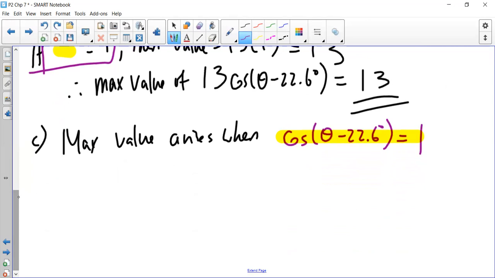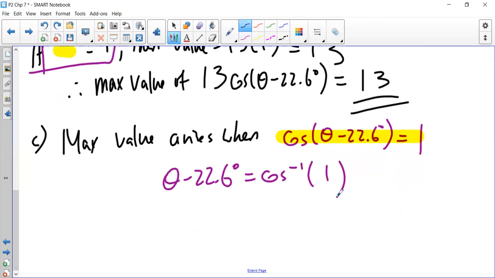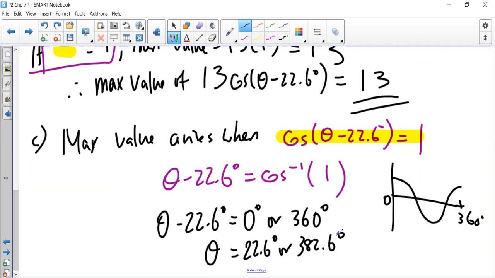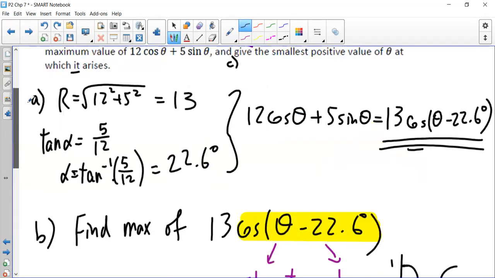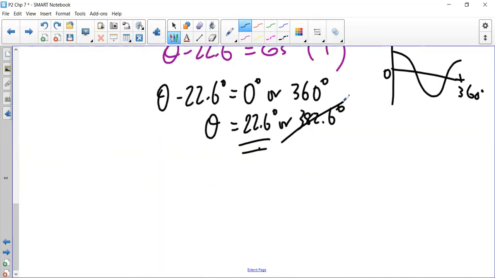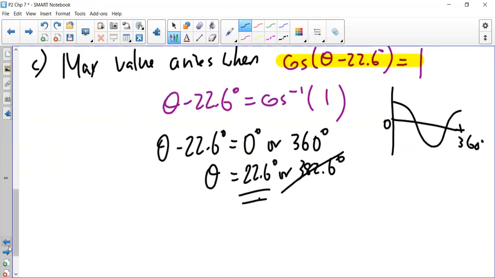We work out theta. So theta minus 22.6 degrees equals arccos of 1. We know arccos of 1, so you think of the cos graph. Cos equals 1 when it's 0 degrees or 360 degrees. So theta minus 22.6 degrees equals 0 degrees or 360 degrees. Add 22.6 to both answers, so 22.6 degrees or 382.6 degrees. The question wants the smallest positive value, so the answer is 22.6 degrees. We're going to repeat this very similar thing for the whole lesson.